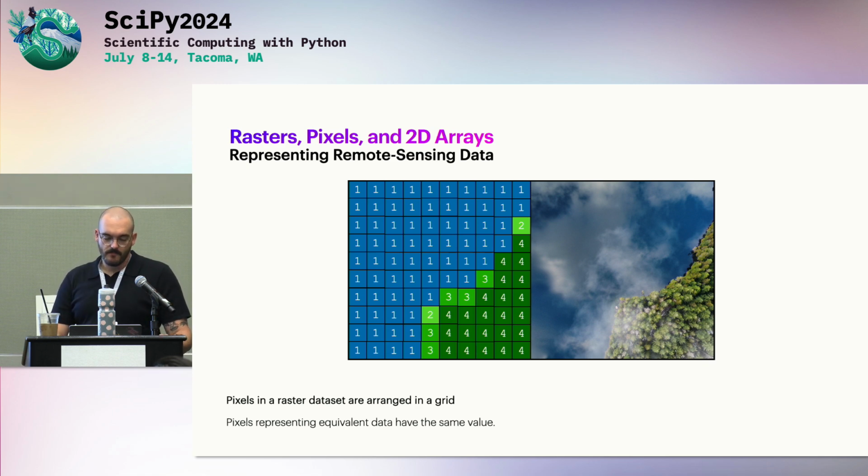And what's really neat is that you can do a lot of quick spatial operations using numpy with these. This field, by the way, is called remote sensing. A lot of folks in the science world will call it remote sensing.